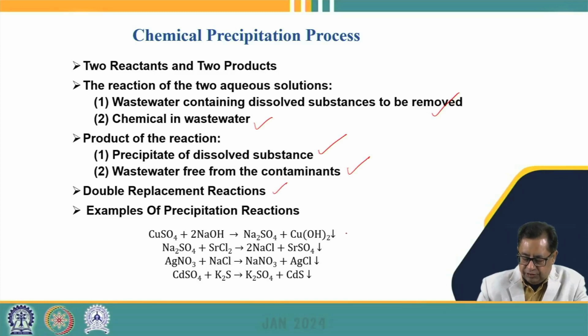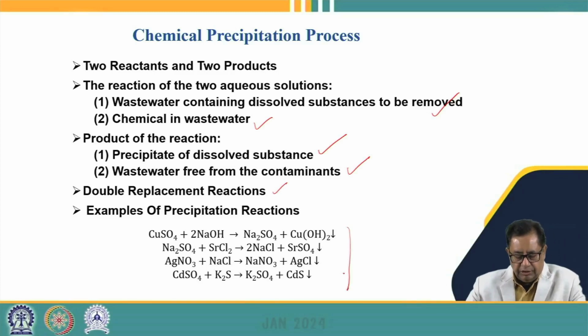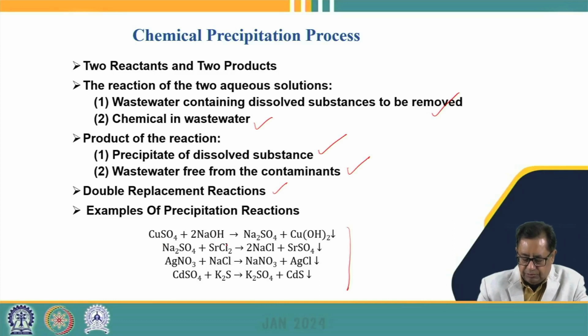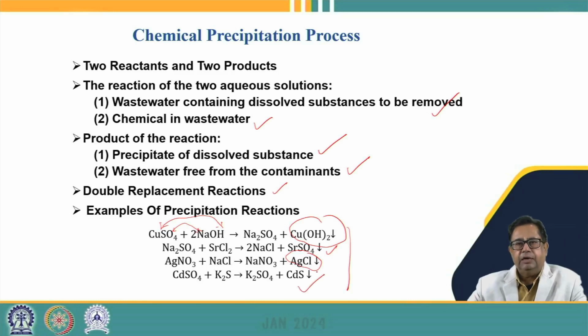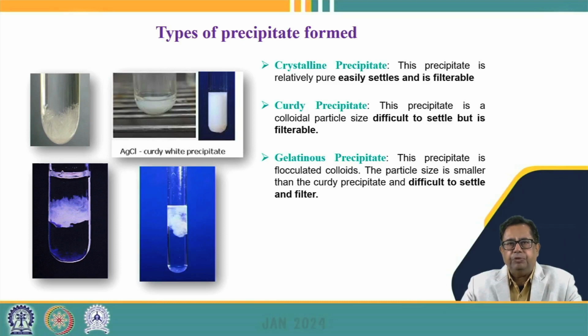As we can see here, different precipitation reactions are written. For example, copper sulfate reacts with sodium hydroxide to form sodium sulfate, where sodium and sulfate combine together, whereas copper and hydroxide combine to form a copper hydroxide precipitate. Similarly, sodium sulfate and strontium chloride lead to the precipitation of strontium sulfate. The reaction of silver nitrate with sodium chloride leads to the precipitation of silver chloride. Similarly, cadmium sulfate and potassium sulfide lead to the precipitation of cadmium as cadmium sulfide. So different types of precipitates can be formed.